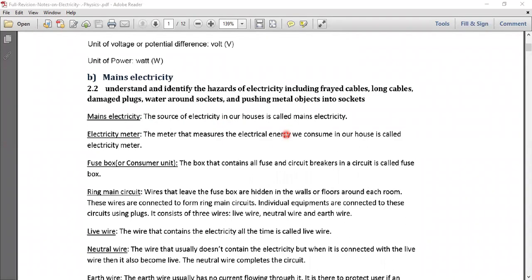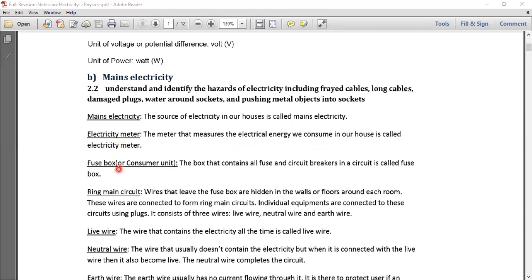And the electricity meter is the meter that measures the electrical energy we consume in our house. The amount of electricity we use per day or in a month is shown in the electricity meter. And by showing this meter reading, we pay our electrical bills.